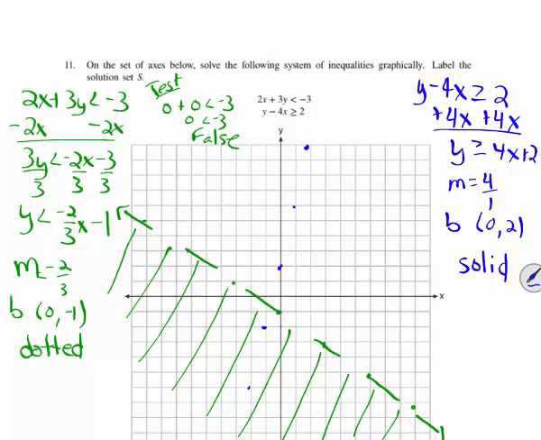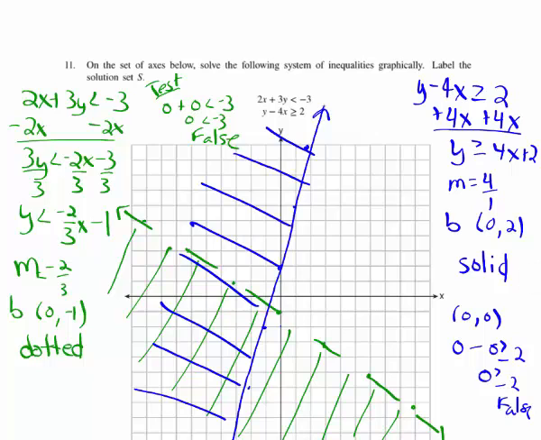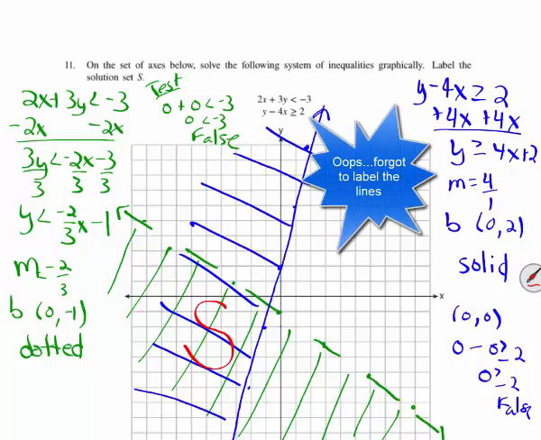And remember, for inequalities, we're not looking for the point where they intersect. We're looking for where their shading intersects. So my test point, if I test 0, 0, I'm going to have 0 minus 0 greater than or equal to 2. 0 greater than or equal to 2 is false. So I don't want to shade the 0, 0. I want to shade here. And my solution set, with a great big S. Okay, next problem.